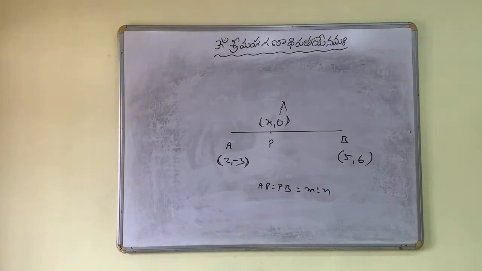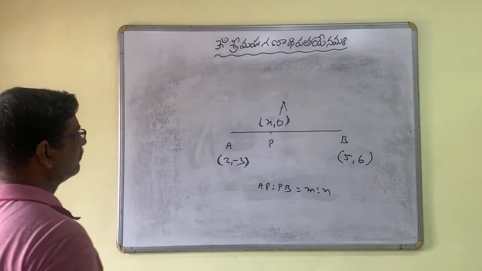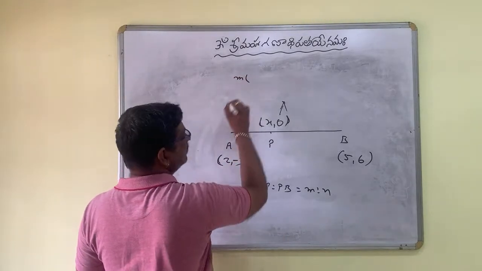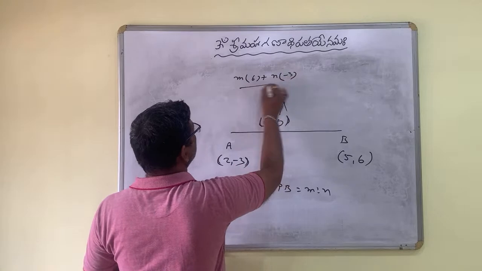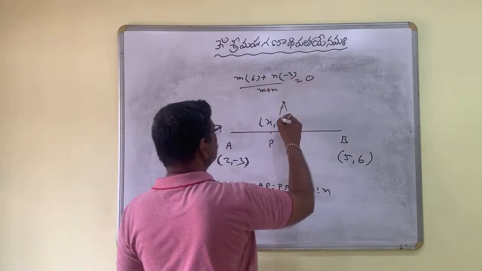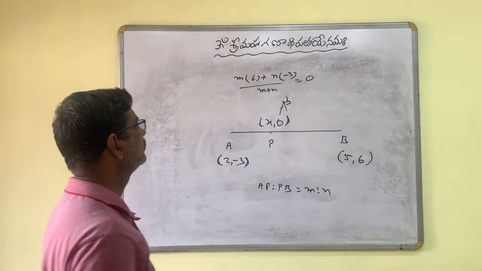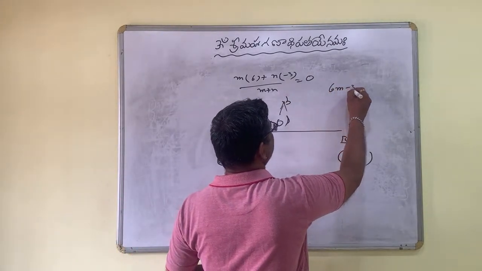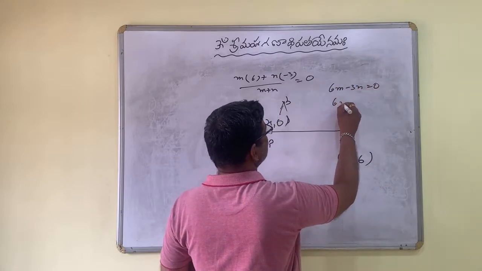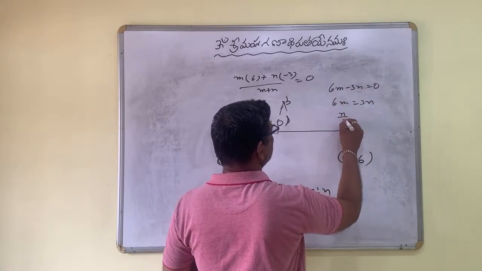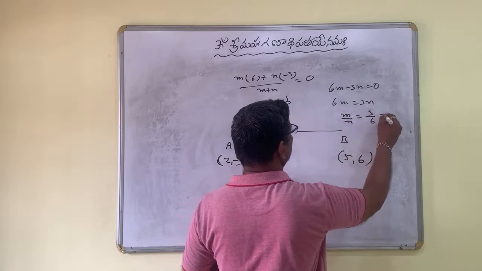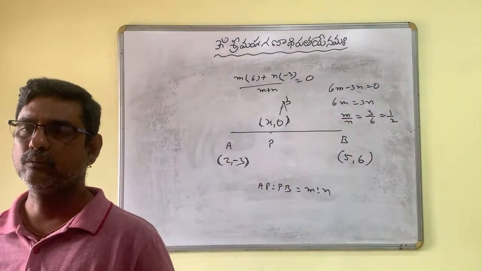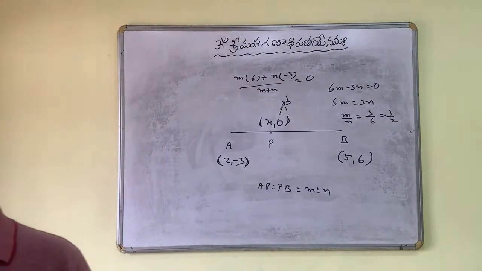What is the ratio you got? (m y2 plus n y1) by (m plus n) is equal to 0. The b coordinate is 0, okay? So 6m minus 3n is equal to 0. 6m is equal to 3n. m by n is equal to 3 by 6, which is 1 by 2. Ratio is 1 by 2.